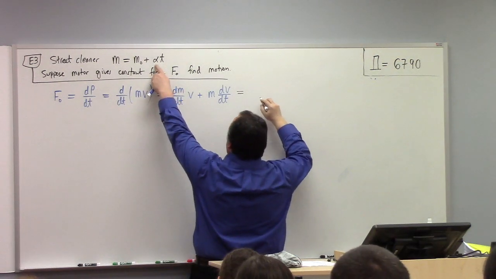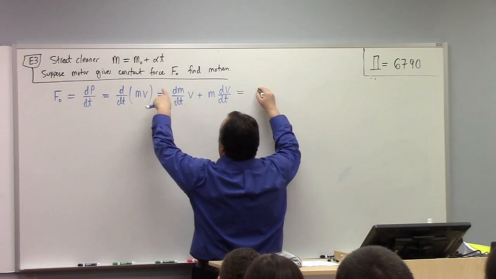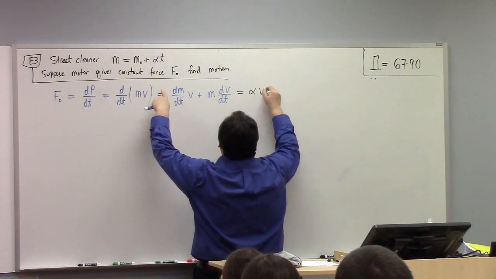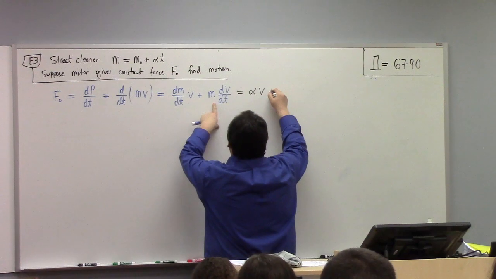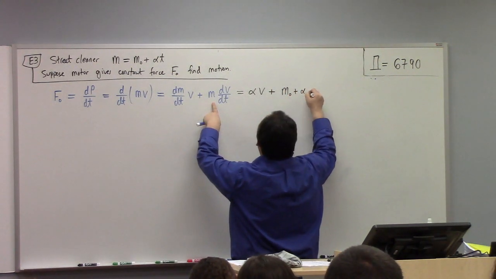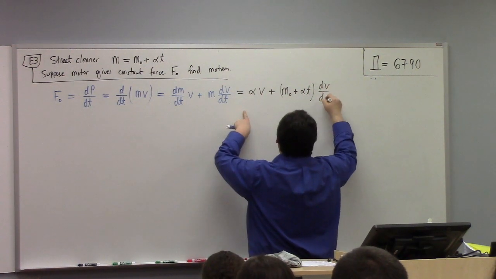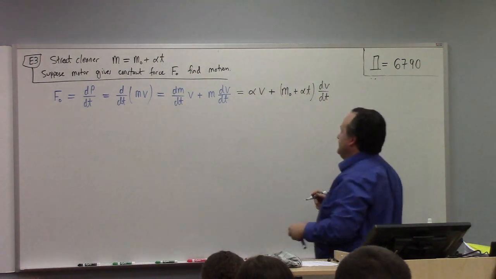It's just this particular constant, which is descriptive of how quickly the street cleaner's picking up trash. So alpha v, all right? And then we've got plus m, which by the way is m naught plus alpha t, times dv dt.